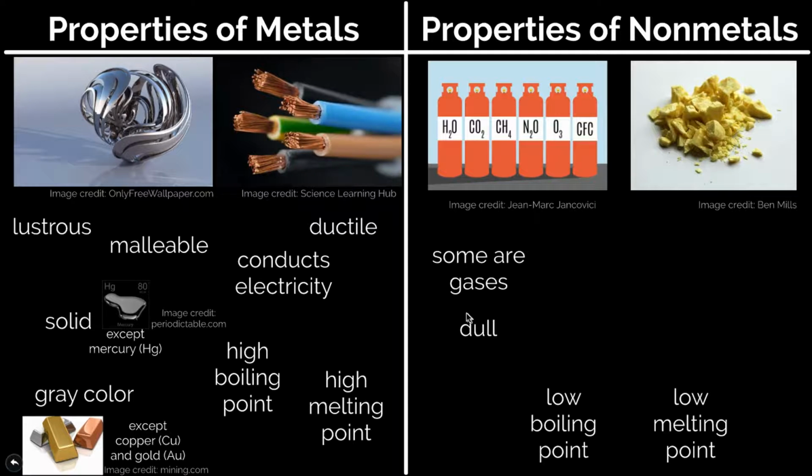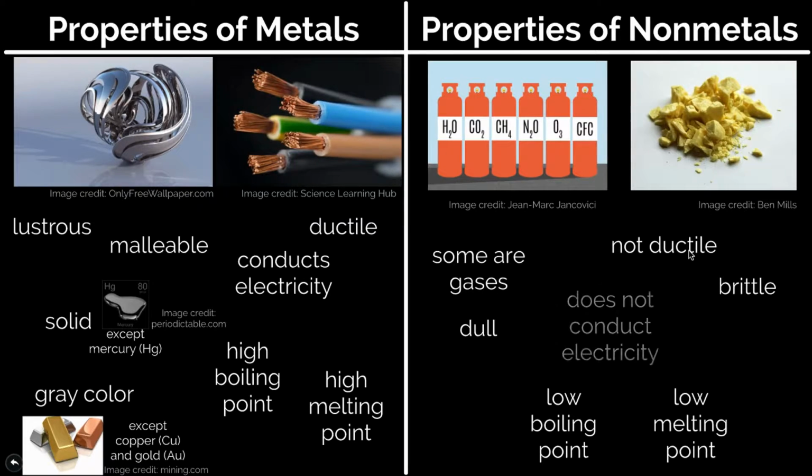Also, to go along with that opposite idea from the metals, if metals are shiny, then the non-metals are very dull. They don't reflect light very well. They're also brittle, and so if you try to bend a solid piece of a non-metal, it will break into pieces instead of being shaped like a piece of metal. Also, they're not ductile. You can't make wires out of non-metals, and they don't conduct electricity, so we don't use them in electronics at all.